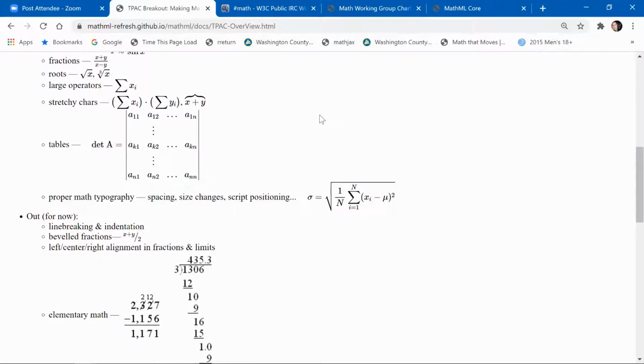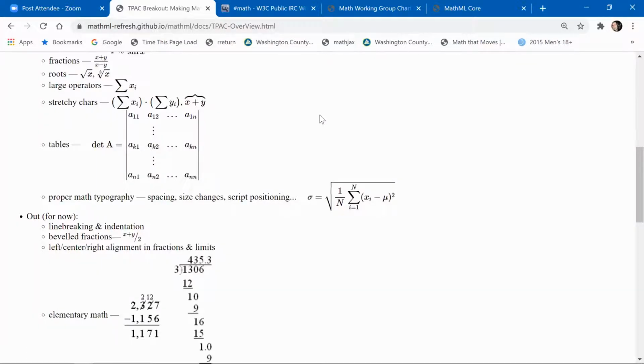So in this particular example, which is the standard deviation example, you'll see that the fraction has a large capital N, but you'll see the smaller n sitting on top of the summation sign. You'll see different spacing around the equal signs on the outside, sigma equals, and the summation sign, i equals one. And there's even a little different spacing for the equals and the minus. So that's all proper math typography. So that's all part of core.